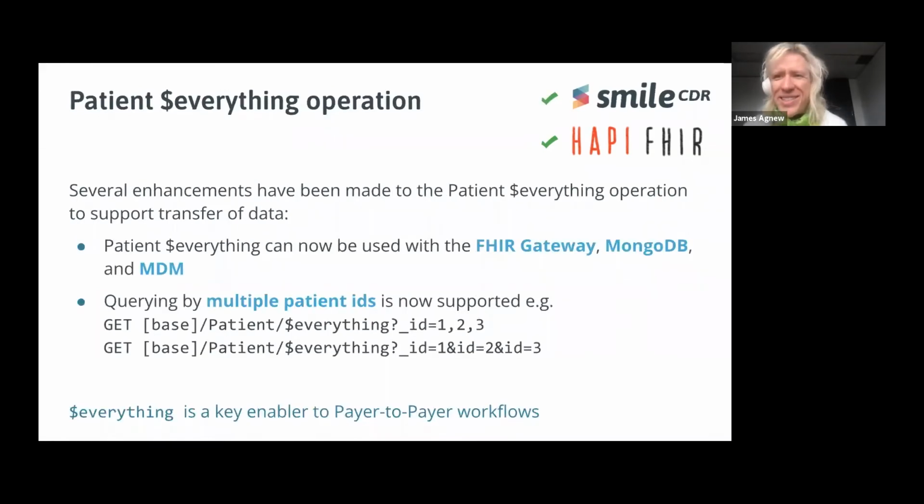So getting on to new features in this release, we have made a bunch of changes to the $everything operation. The $everything operation, of course, can be used to pull down a complete copy of everything associated with a patient or a group of patients or a list of patients. There's all kinds of good stuff there. We have implemented support for the $everything operation across the FHIR gateway, as well as support for it within the MongoDB storage module, as well as support for $everything backed by the HappyFire MDM modules. There are some really neat possibilities there.